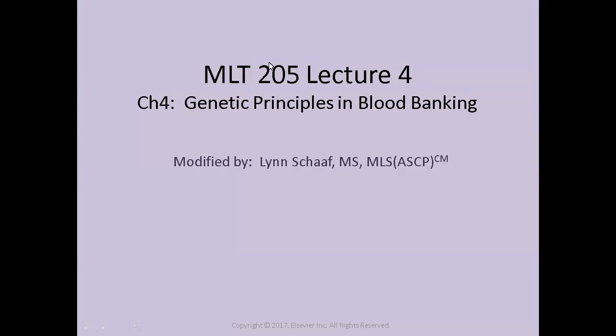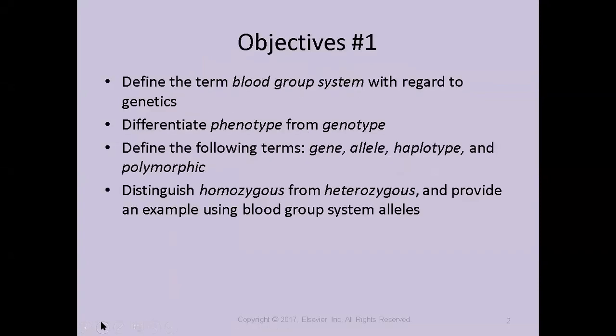Hi, so this recording will deal with Lecture 4, and we're going to be reviewing genetic principles that are relevant to blood banking. So for our objectives, firstly, we're going to define the term blood group system with regard to genetics. We will differentiate phenotype from genotype. We will define a few terms, including gene, allele, haplotype, and polymorphic. And we will distinguish homozygous from heterozygous and provide examples using blood group system alleles.